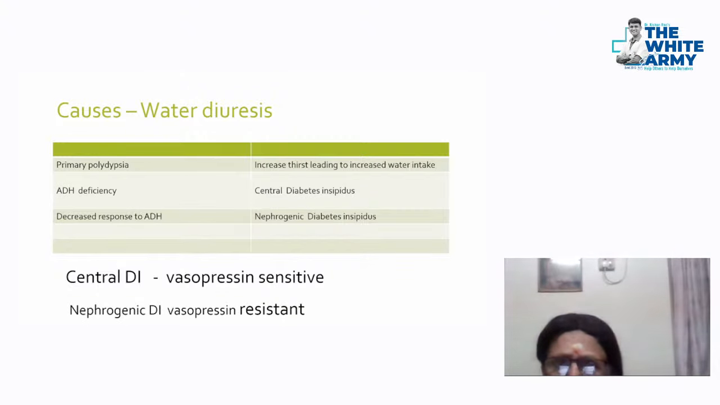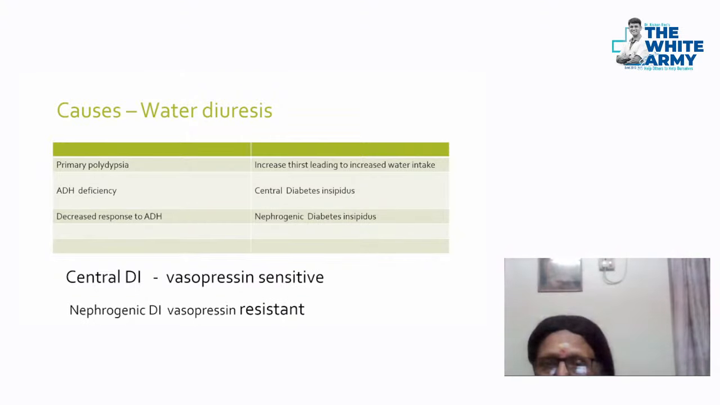So what are the causes of water diuresis? As we said, this schizophrenic patient can either have a primary polydipsia, increased thirst leading to increased water intake, or it could be ADH deficiency. Earlier we called it central diabetes insipidus. Now it has been termed vasopressin sensitive diabetes insipidus. Or it can be a decreased response of the tubules to antidiuretic hormone or vasopressin, which was earlier called nephrogenic diabetes insipidus, which has been renamed vasopressin resistant diabetes insipidus.